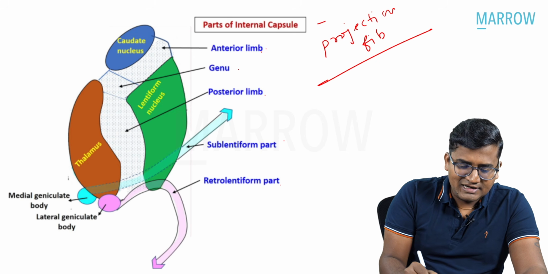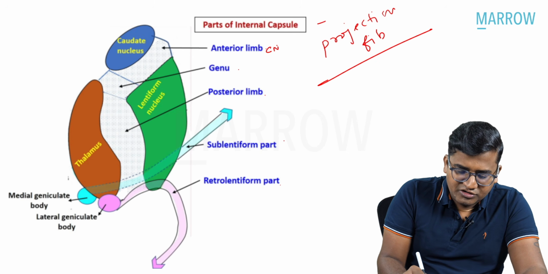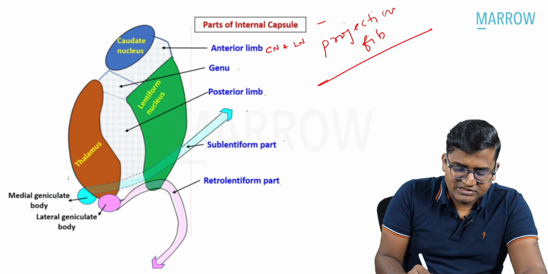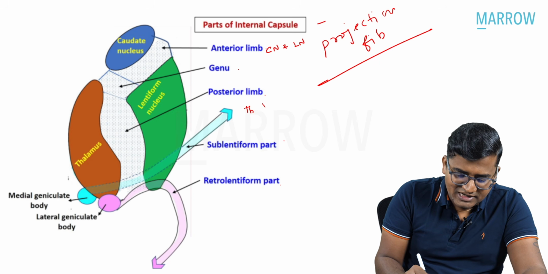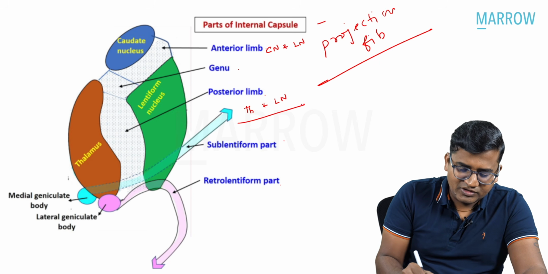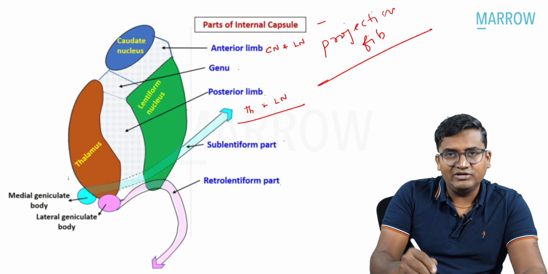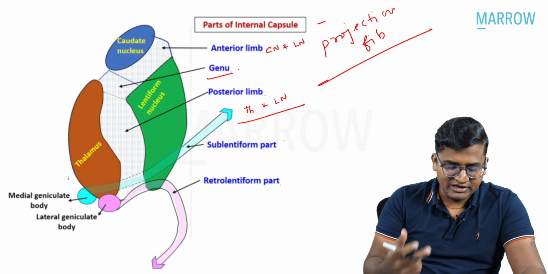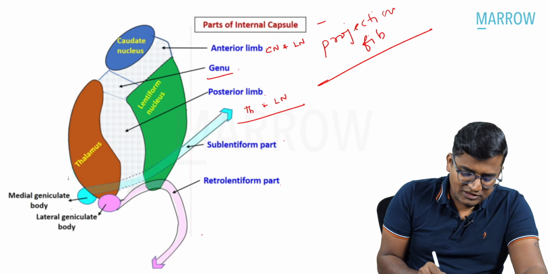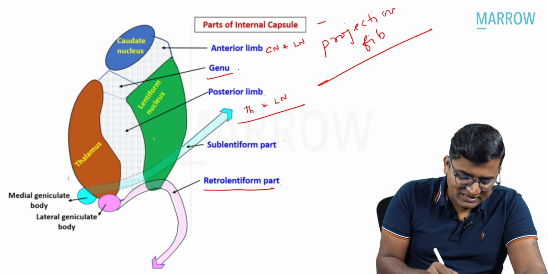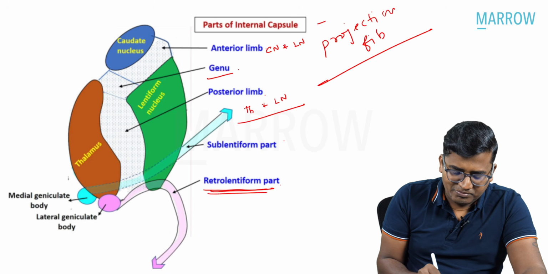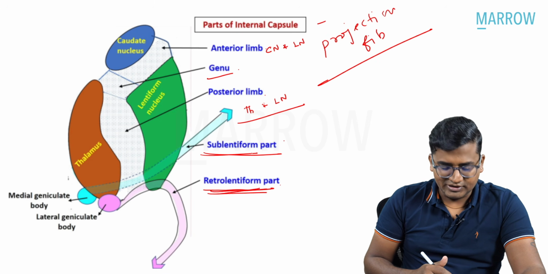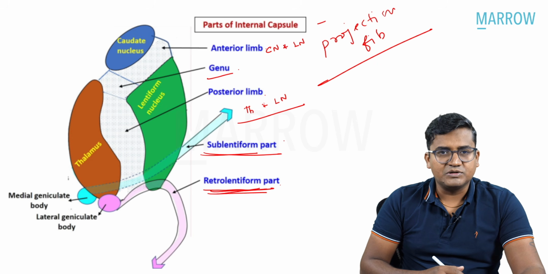Anterior limb. Now the anterior limb is present between the caudate nucleus and the lentiform nucleus. Now the posterior limb is present between the thalamus medially and the lentiform nucleus laterally. Between these two we have an angle, a bend, and that is called genu. We also have the sublentiform part and the retrolentiform part. The retrolentiform part is present behind the lentiform nucleus. The sublentiform part is passing below the lentiform nucleus. Okay, these are the 5 parts of the internal capsule.